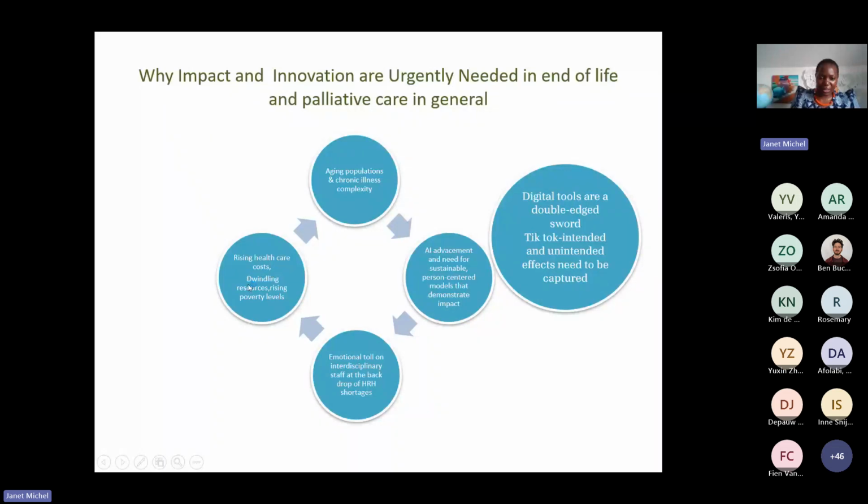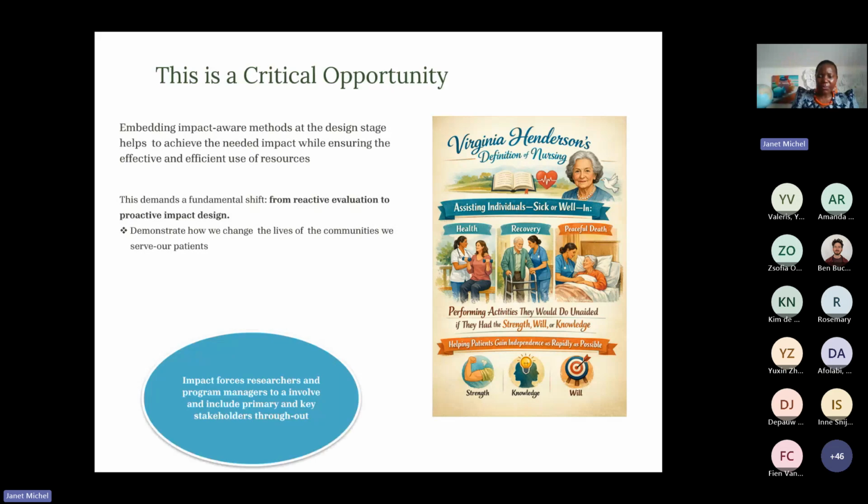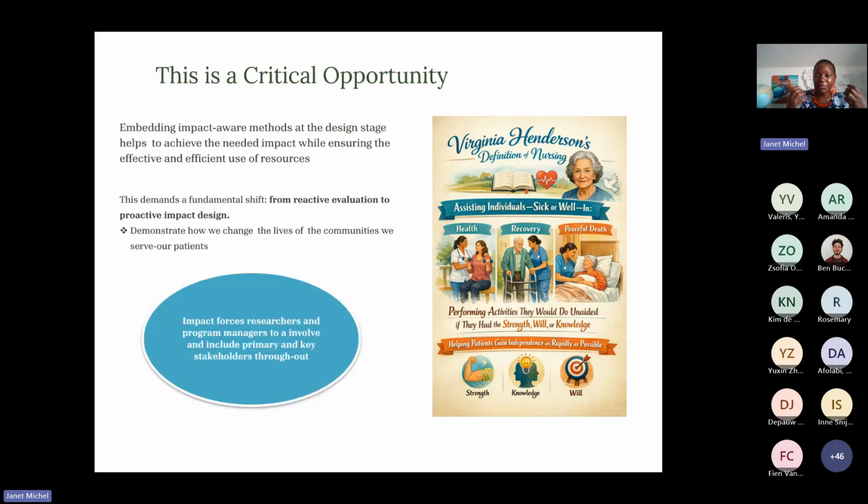And we have rising healthcare costs and rising poverty levels even in Europe. So this is a critical opportunity to embed impact-aware methods at design stage, so we can actually achieve impact through the effective and efficient use of resources. But it really demands a shift from reactive evaluation to proactive design, and the good thing about it is that impact is actually forcing managers and researchers to think about impact at the beginning and also to include the stakeholders.